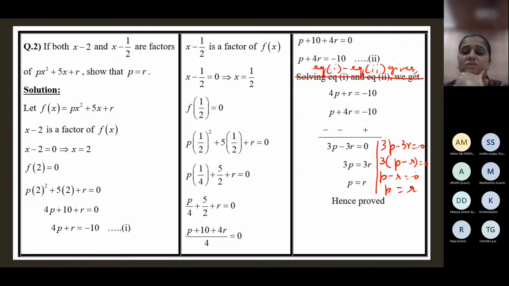P minus R is equal to 0. Then 3 goes for division to the other side. 0 by 3 is 0. So P minus R is equal to 0. So P is equal to R.